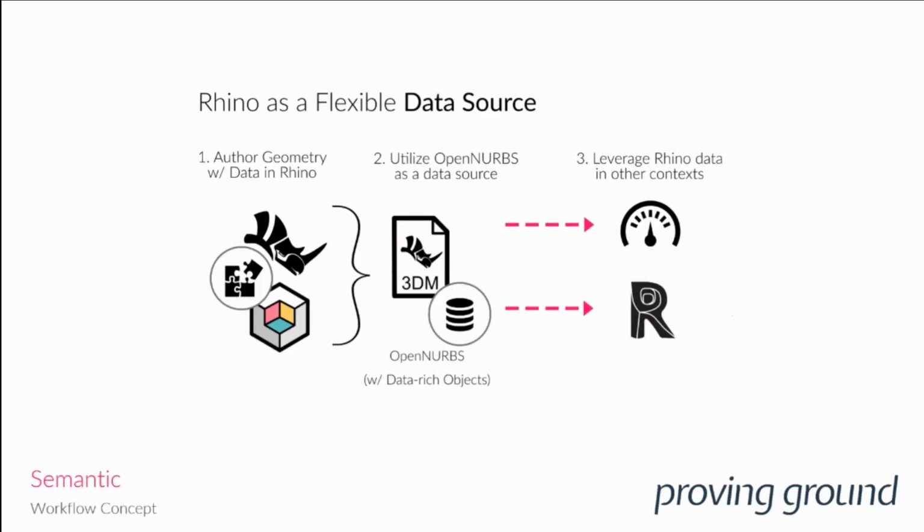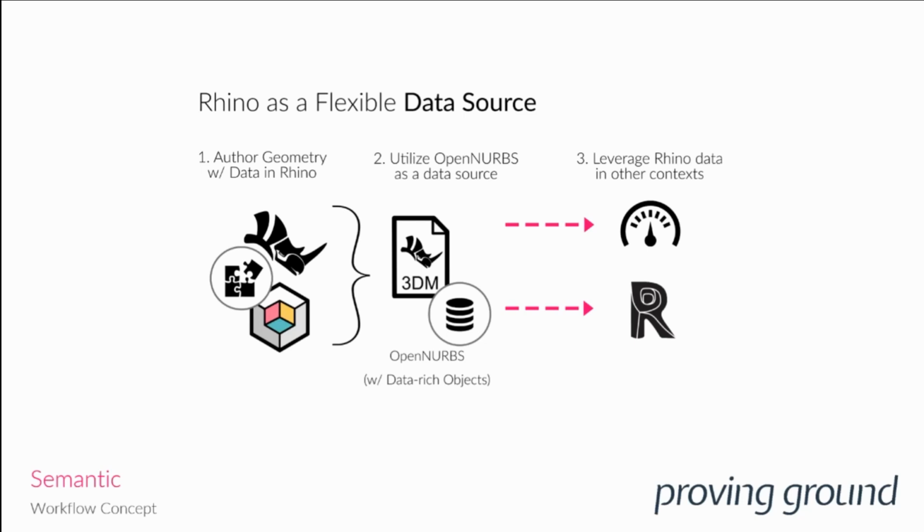And so we've built up Semantic and are really looking to position Rhino as this flexible data source. So as you author geometry with data in Rhino, we're able to capture those properties within the 3DM file and then use the 3DM file as a data source in other environments like Revit, for example. We did a conveyor workshop last week. And then we also are doing quite a bit of work with Power BI, which is a business intelligence solution that lets you build up dashboards and cross-reference data across many different data sources.